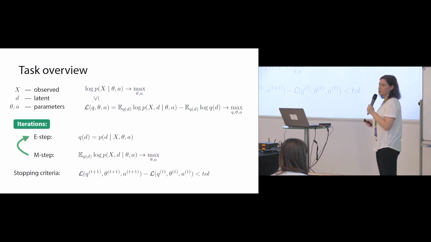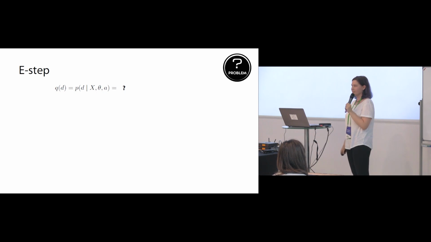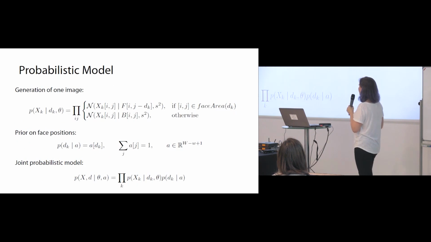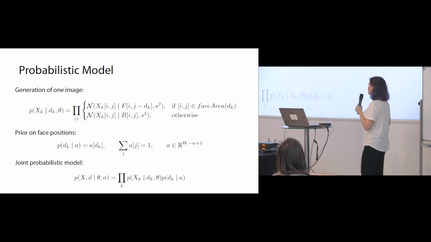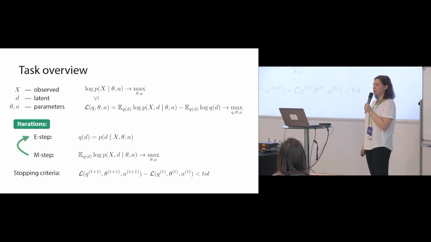Actually, the next slide is the expectation step. So if you have any questions about the problem statement, let's discuss them now. Do you have any questions? A is a vector of parameters of size W big minus w small plus 1. A_j tells us how probable it is that d equals j. We train this vector too. So here we optimize with respect to theta and A. Any more questions?